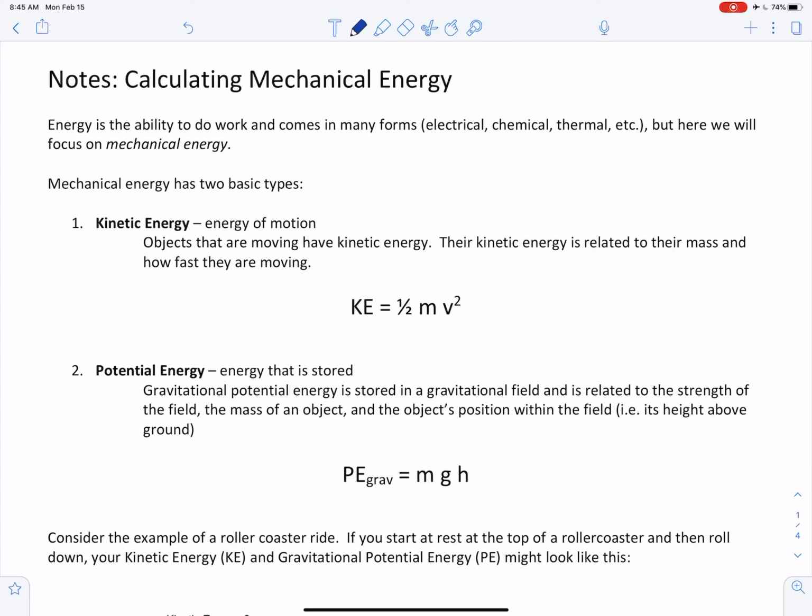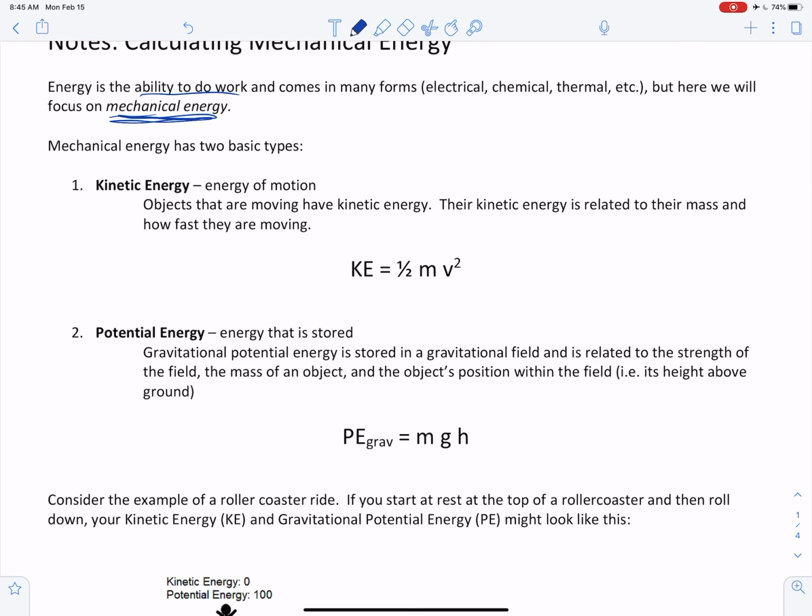In this video, I'm going to talk about two types of mechanical energy. Let's take a look here at the top. Energy is the ability to do work, and it comes in many forms: electrical energy, chemical energy, thermal energy. But here we will focus on just mechanical energy. Mechanical energy has two basic types. Number one is kinetic energy. Number two is potential energy.